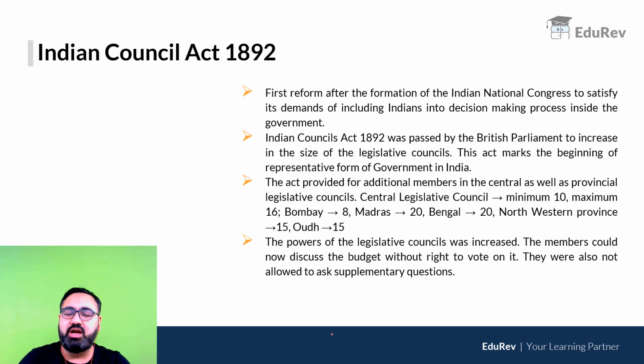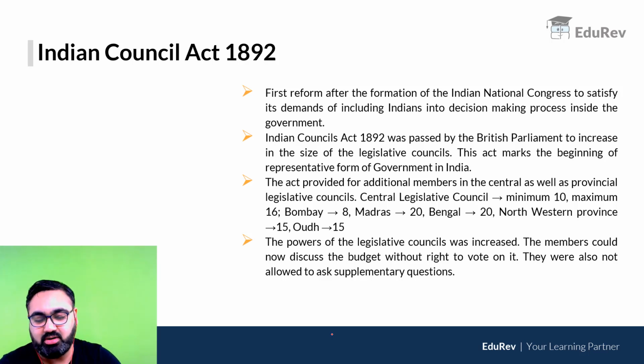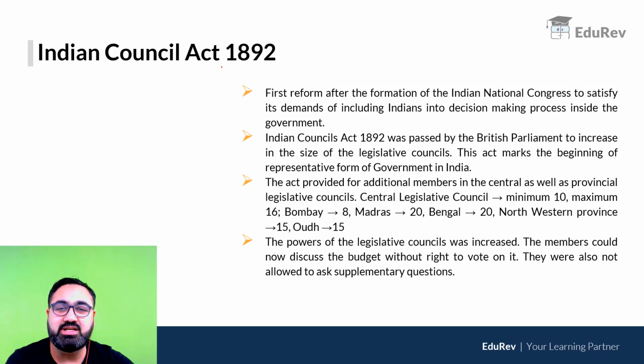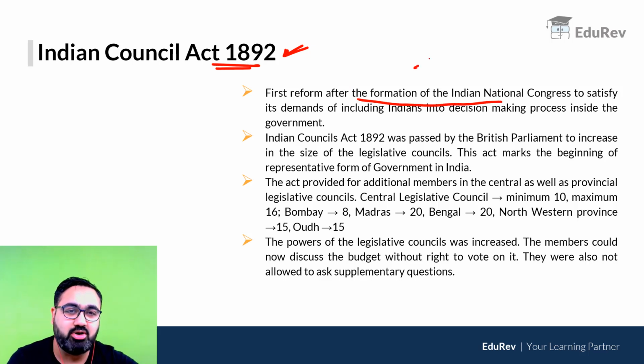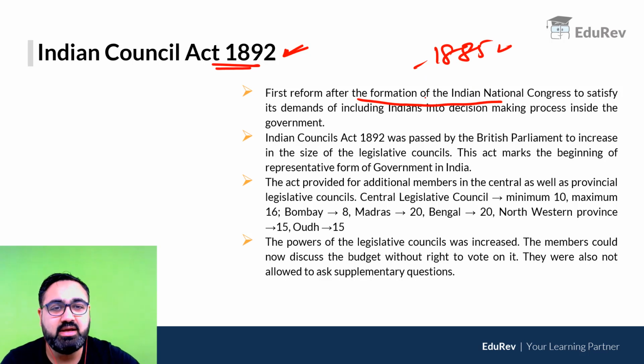Then we move on to the Indian Councils Act of 1892. It came at a very, very important point. Just 7 years before this act, a historic movement took place in India, which was the formation of the Indian National Congress in 1885 by A.O. Hume and many other Indians. The formation of the Indian National Congress was a big event.